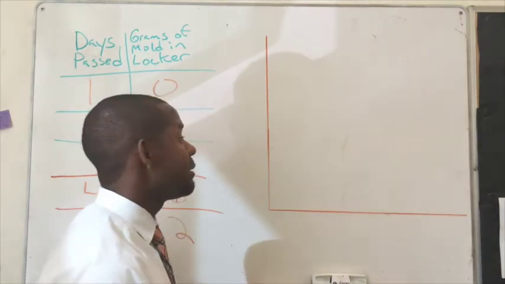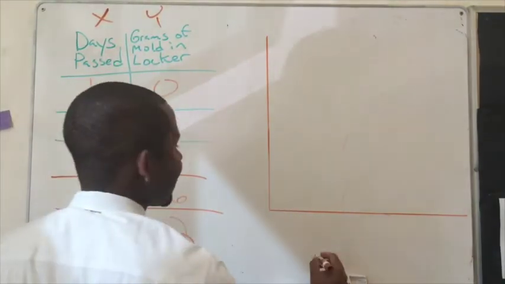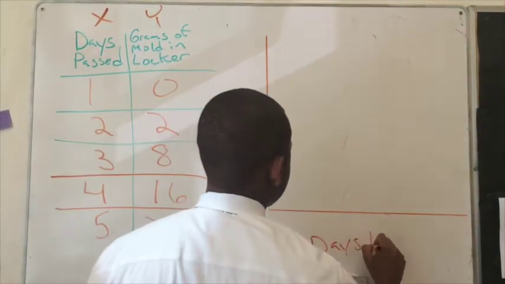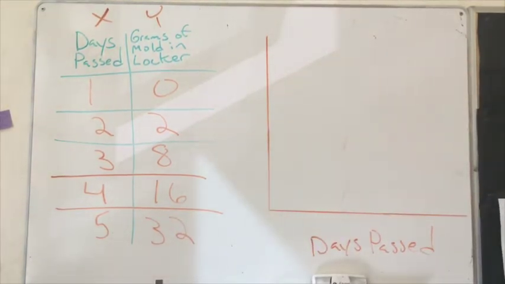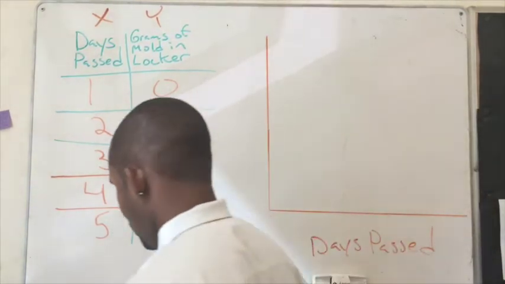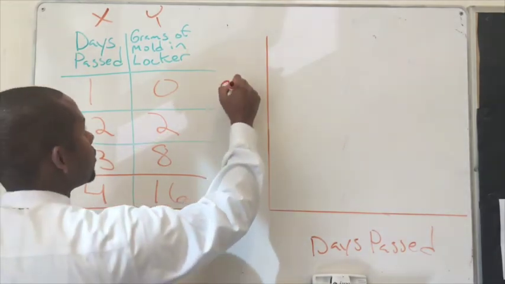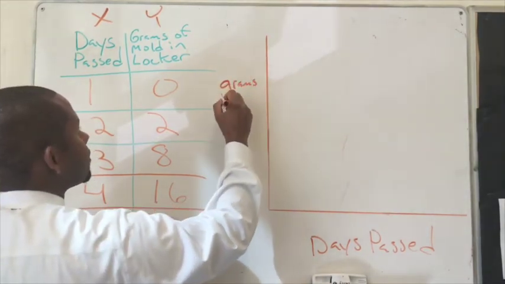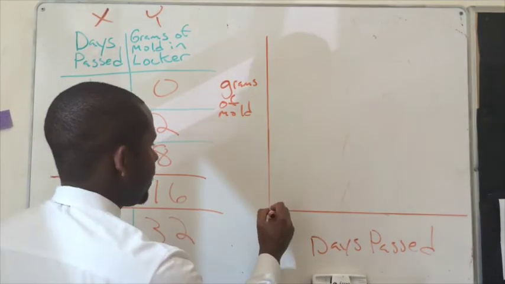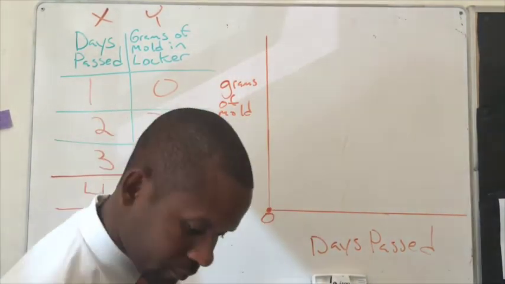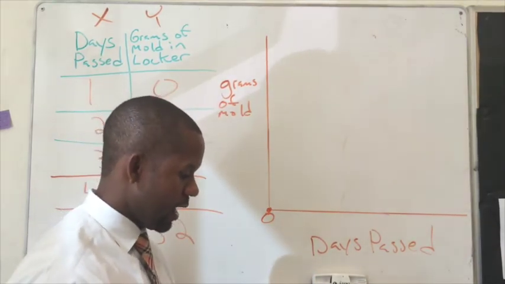Rule 3 said, clearly label the X and Y axis, right? We usually go in this order. So the X axis is days past. Hopefully you can see that. I'm going to check right here. Yes, you can. And the Y axis is going to be grams of mold in my locker, okay? Here's my 0 point, right?